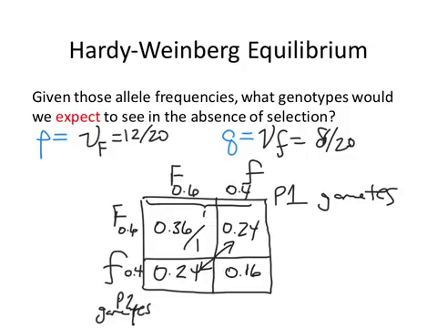In other words, the frequency here is width times height, P times P, frequency of big F times the frequency of big F. The frequency of little f over little f is Q times Q, and then you've got P times Q and P times Q added together, so 2PQ.